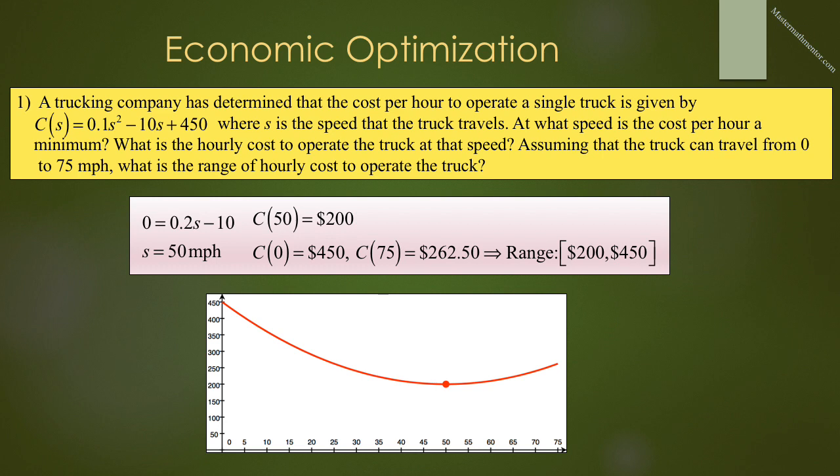Note our relative and absolute minimum at s = 50. Also note that we have the absolute maximum at s = 0. s = 0 means that the truck is not moving, yet the cost per hour is $450. That is because we are probably paying the driver just to sit there. It is important that trucks be in motion in order for the company to make money.